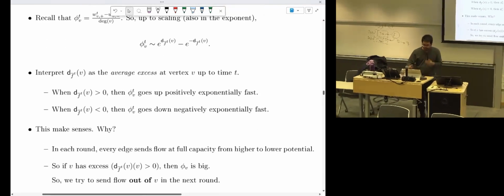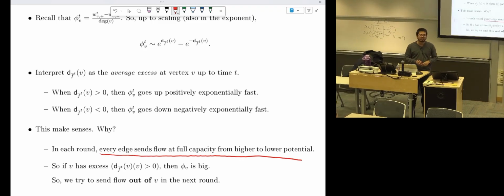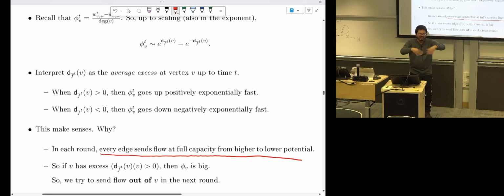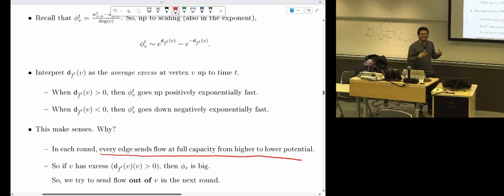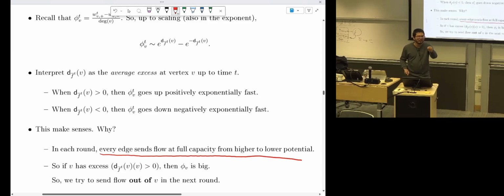And what do we do? In each round, every edge just sends flow at full capacity from higher to lower potential. So when there's some node with excess, it's going to try to send flow out of itself very quickly. If I have deficit, I'm going to try to receive flow. So it just tries to fix this thing. So at the end, you expect that the deficit on each node should be close to 0, right? That's the intuition. So that's important, and is there a question about this?